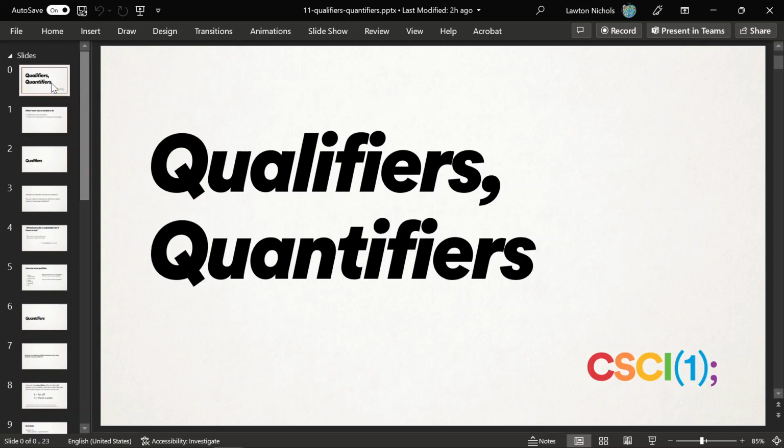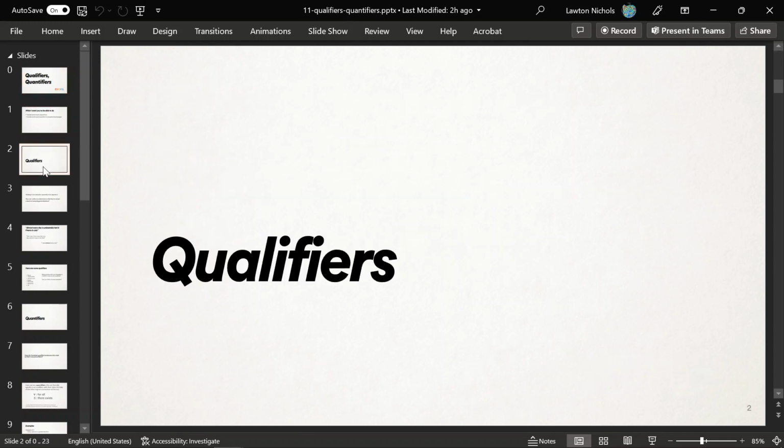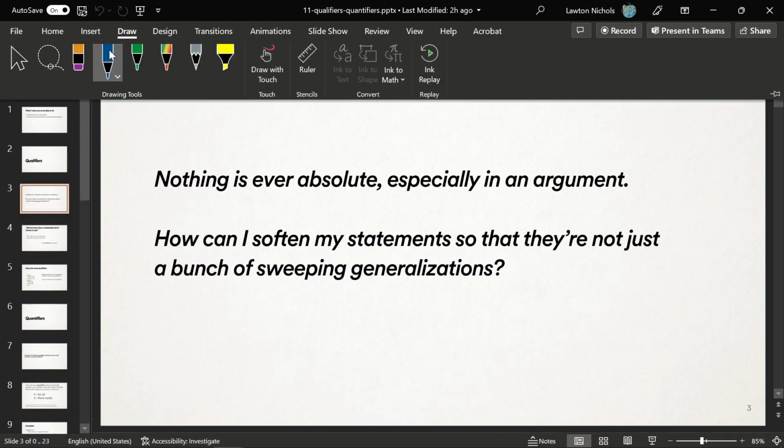It's called qualifiers and quantifiers. Let's first talk about qualifiers, because those are in our everyday speech. This is going to help us make fancier logical statements to say exactly what we want about a program. So this is important stuff. So what is a qualifier? Let's think about these ideas.